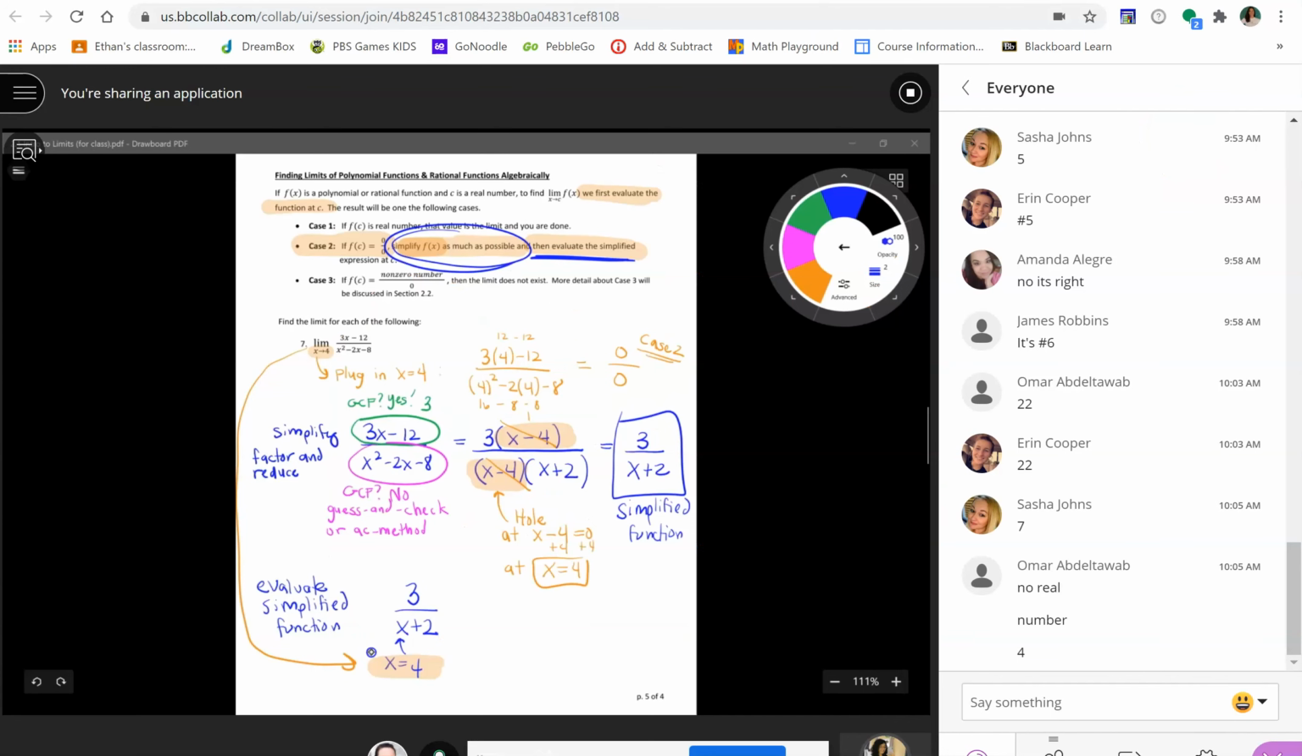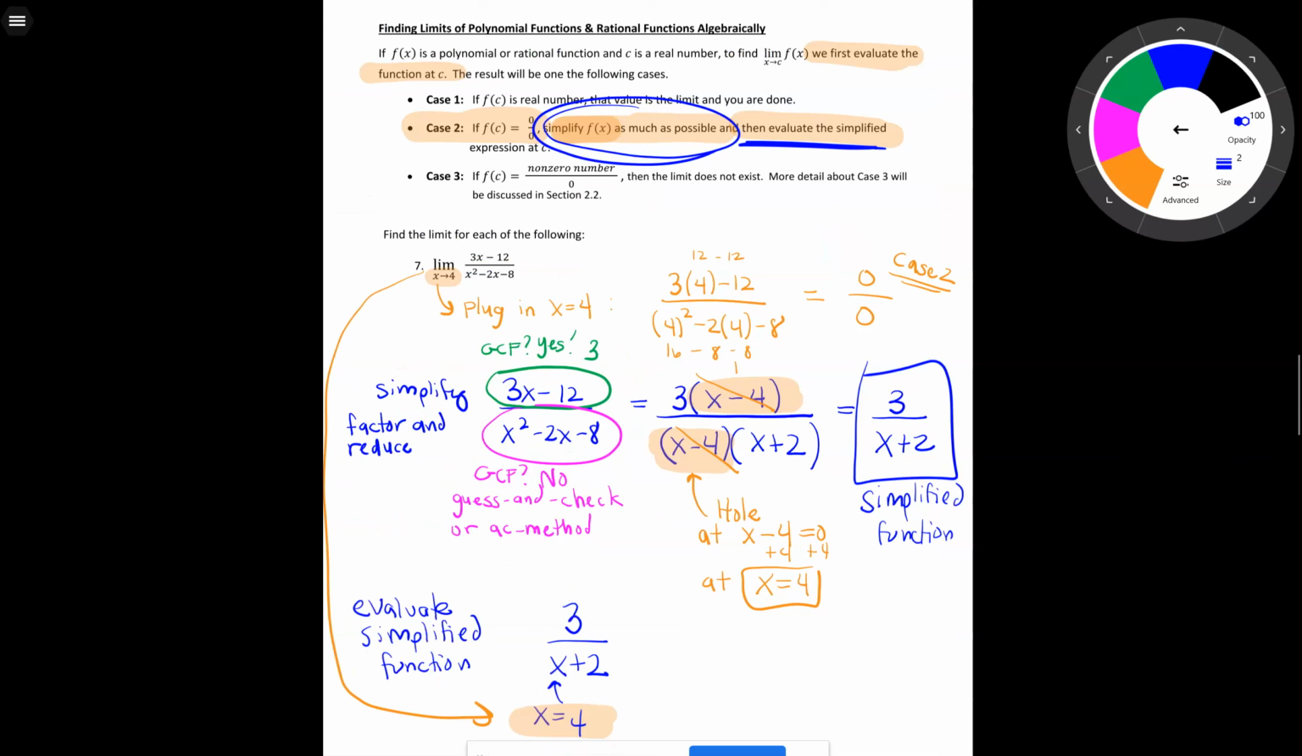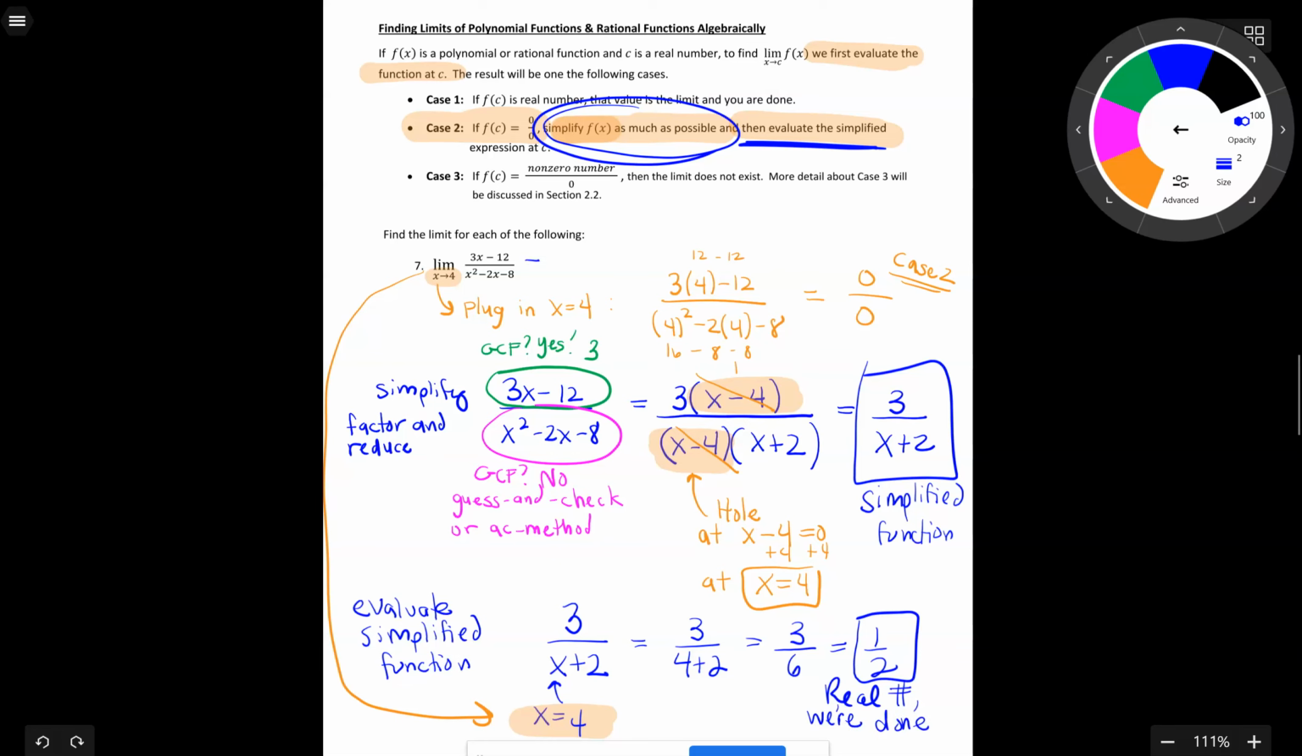Okay, so I'm going to plug in a 4 there, so let's go ahead and do that. So 3 over 4 plus 2, that's 3 over 6, that's 1/2. Is that a real number? Yep, it's a real number, so we're done. That's the limit of this overall function. So the limit of this overall function is going to be 1/2.